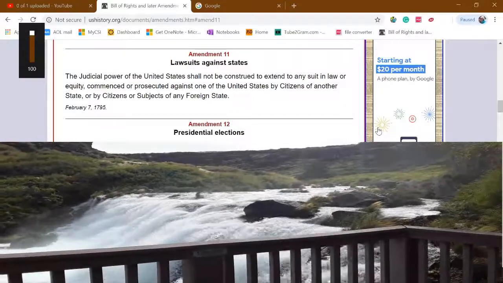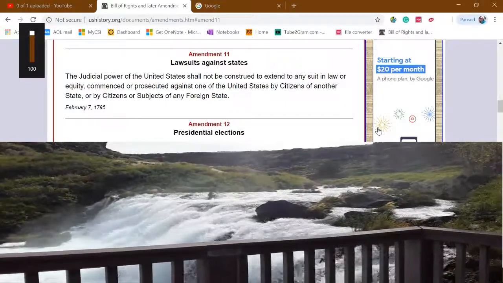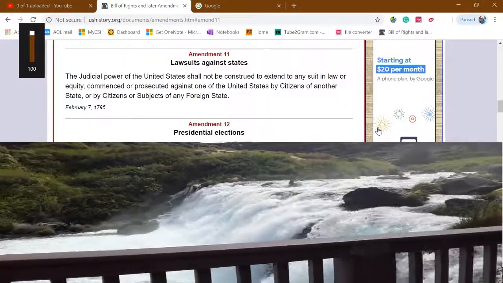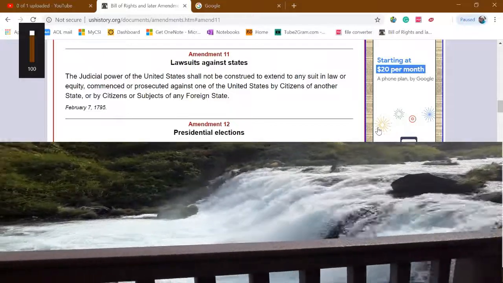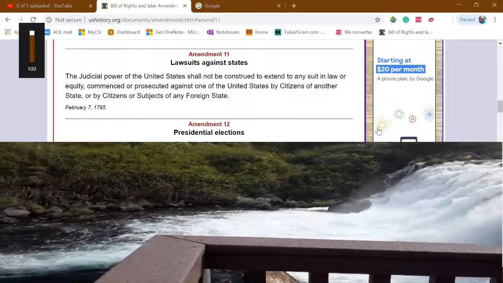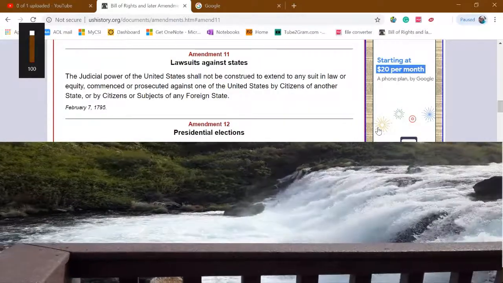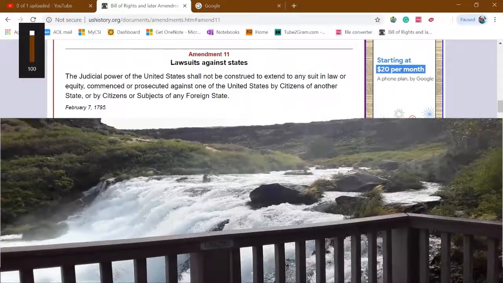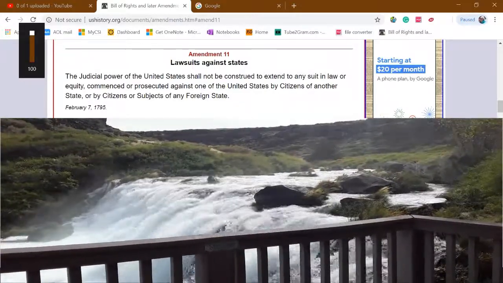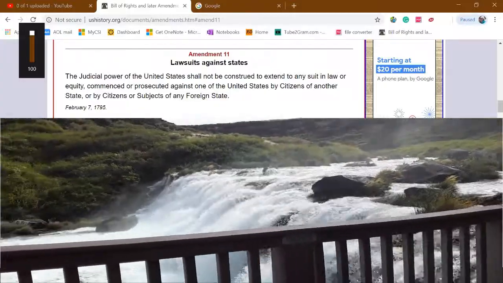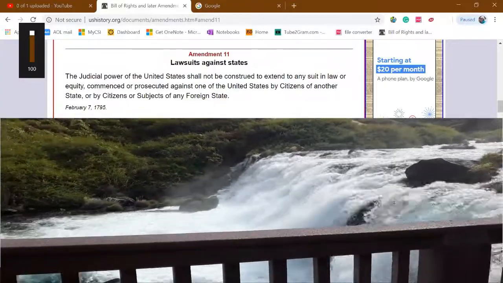Welcome to Bob's, everybody. Today I'm going to read Amendment 11 through 27 to wrap up the amendments to the Constitution. Keep in mind, the Constitution is a living document, so some of these have been amended, or in the case of Prohibition, were reversed. And interesting.